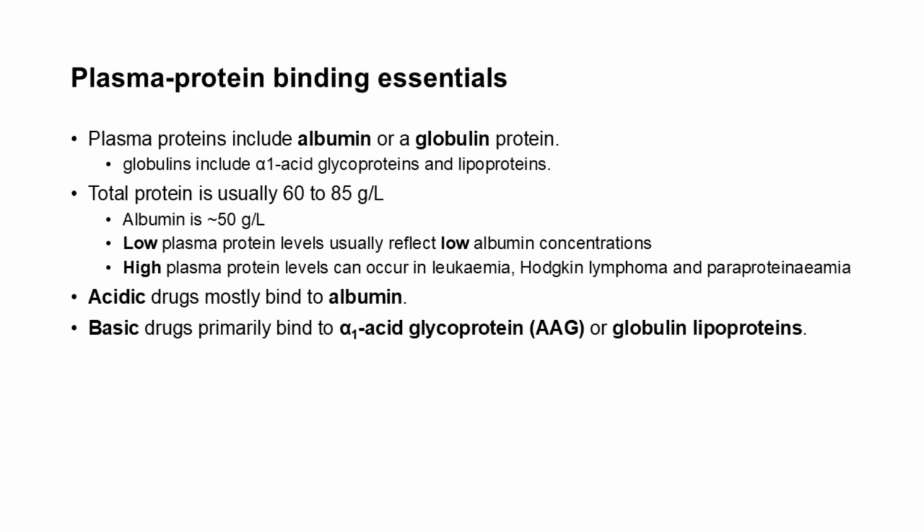Plasma proteins include albumin and globulins. The total plasma protein in a human is usually 60 to 85 grams per liter, with albumin making up around 50 grams per liter. Low plasma protein levels generally reflect low albumin concentrations. High plasma protein concentration can occur in leukemia, Hodgkin lymphoma, and paraproteinemia. Acidic drugs primarily bind to albumin. Whilst basic drugs also bind to albumin, they mainly bind to alpha-1 acid glycoprotein or globulin lipoproteins.